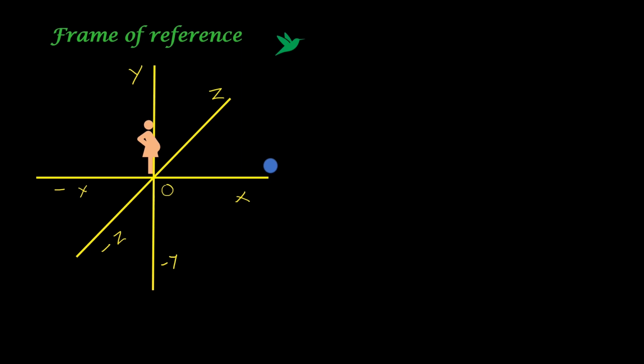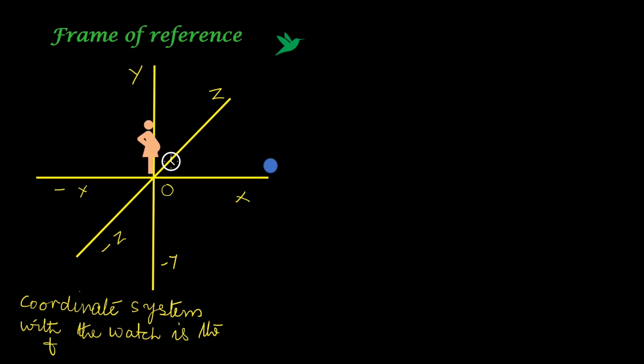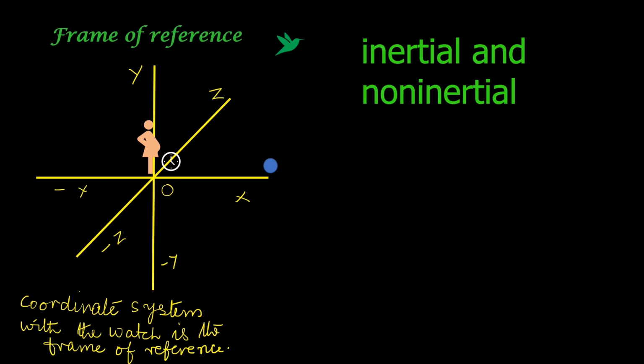Motion is change in position with reference to time. So he has also to note the time. So he stands with a clock or a watch. The coordinate system with the watch or the clock is what is called frame of reference. The frame of reference can be inertial frame of reference or non-inertial frame of reference. Let us take one example.